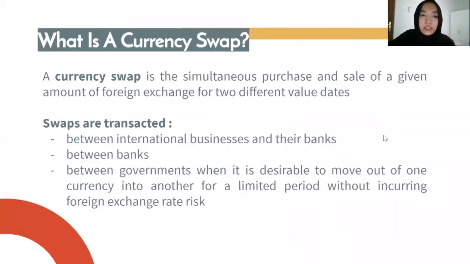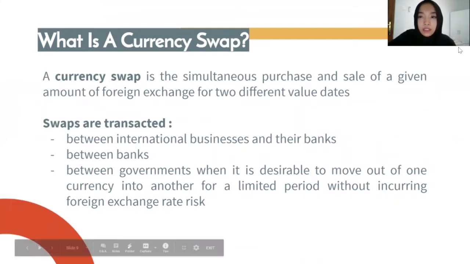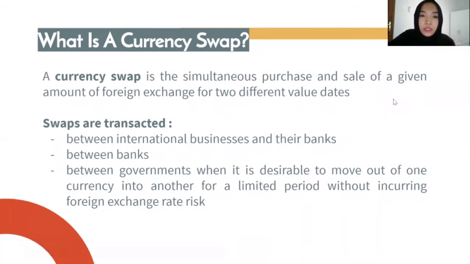So, what is a currency swap? A currency swap is the simultaneous purchase and sale of a given amount of foreign exchange for two different value dates. Swaps are transacted, first, between international businesses and their banks. Number two, between banks. And number three, between governments, when it is desirable to move out of one currency into another for a limited period without incurring foreign exchange rate risk.